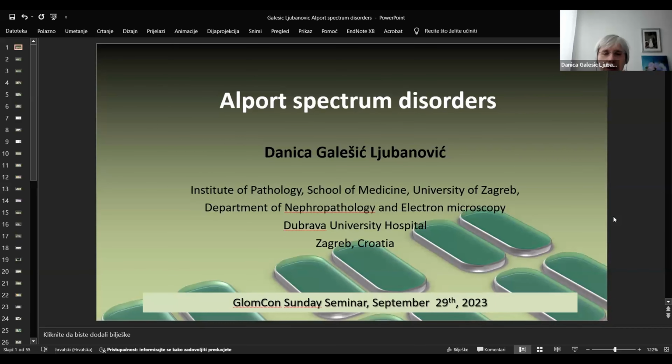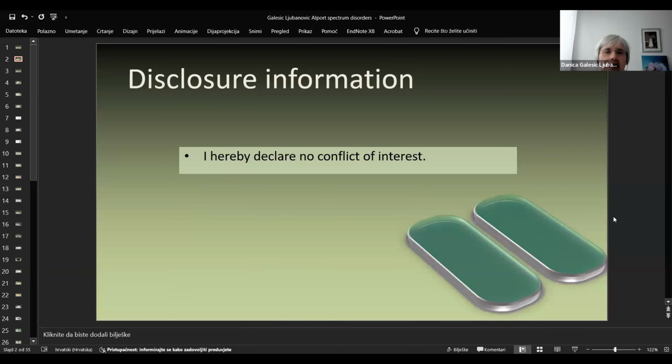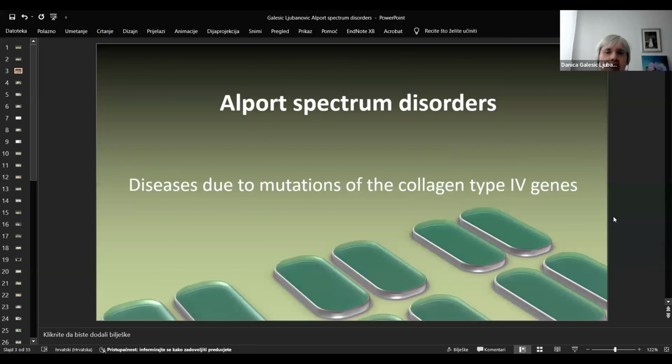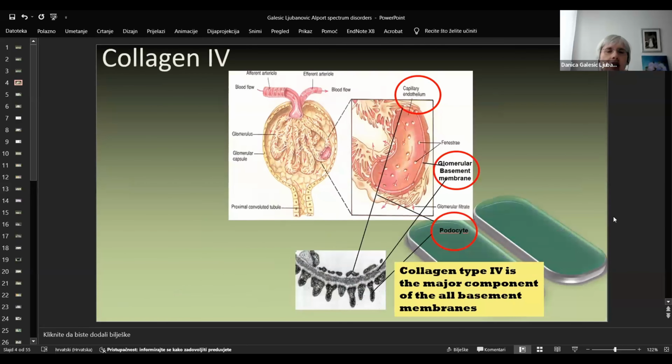The topic is Alport spectrum disorders. The Alport spectrum disorders are diseases due to mutation of the collagen type 4 genes. Collagen type 4 is the major component of all basement membranes, including the glomerular basement membrane.